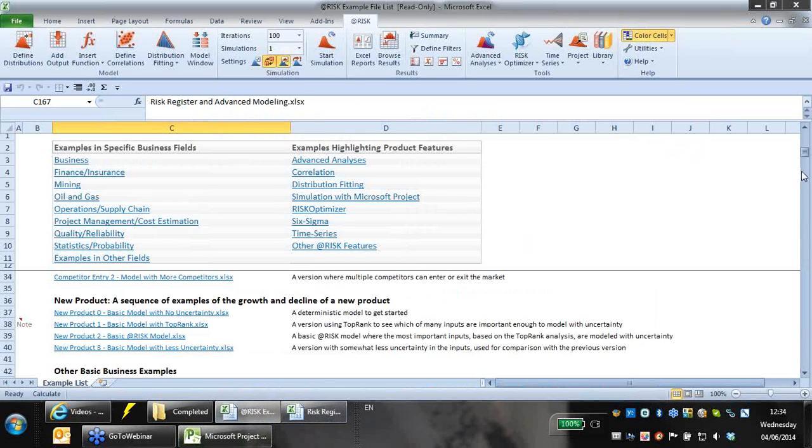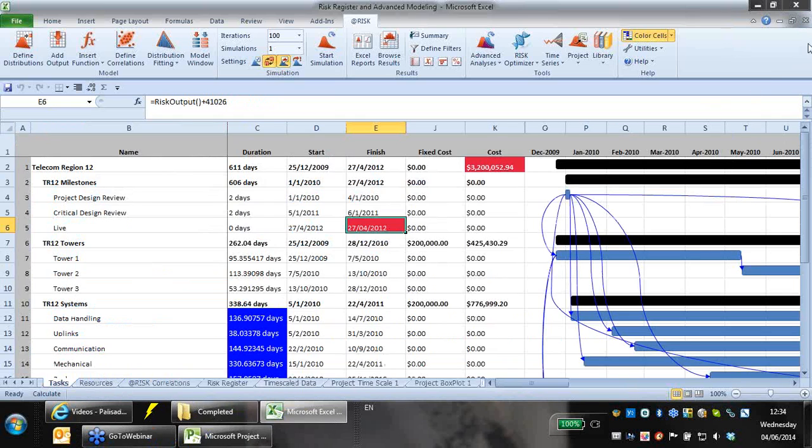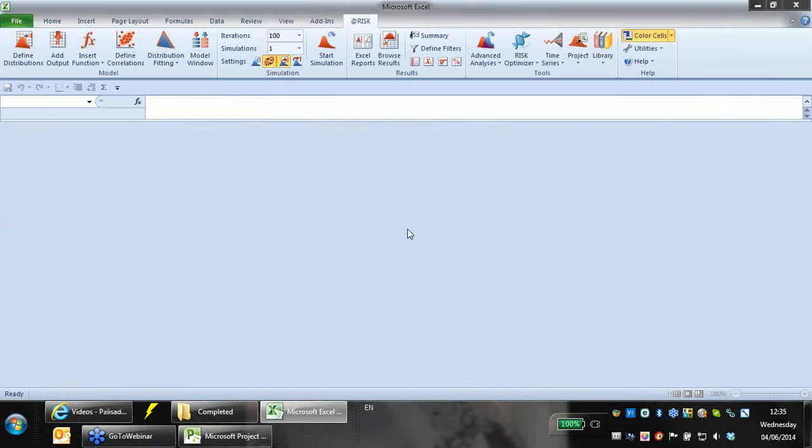Okay, I'm 4 minutes over time. I haven't shown the time series side of things, so very, very quickly I will just show that.